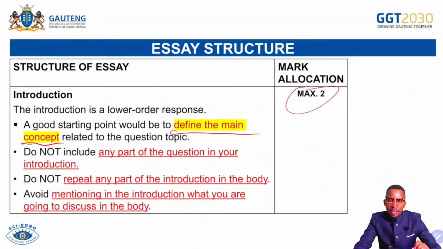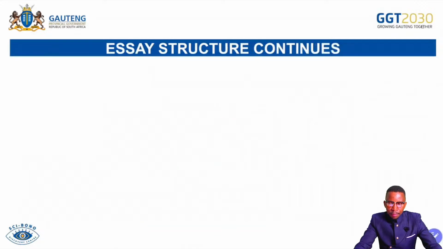If the question says discuss in detail reasons for international trade, that means you have to define international trade. That's why you have to define. Do not repeat any question statement in there. And do not repeat any part of the introduction in the body, so there must be no repetition. Also avoid mentioning in the introduction what we are going to discuss, for instance saying, in this essay I'm going to discuss. Do not do that. It is not allowed.